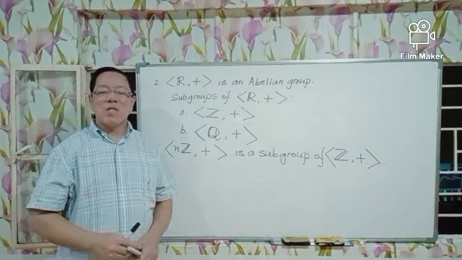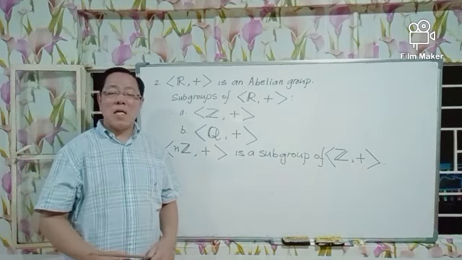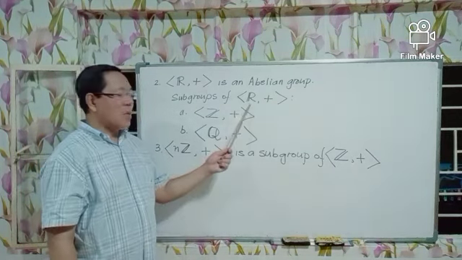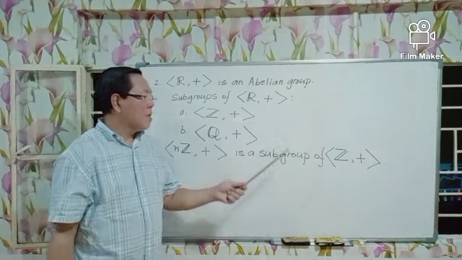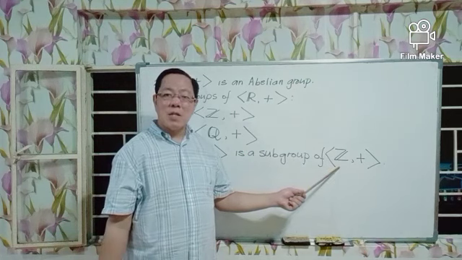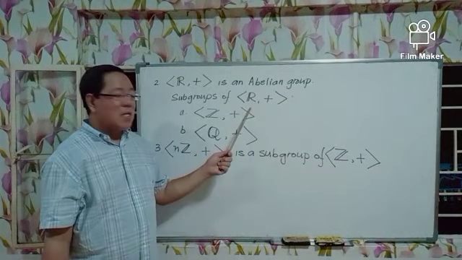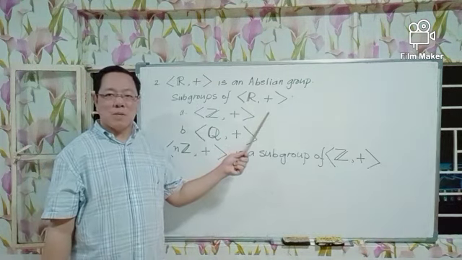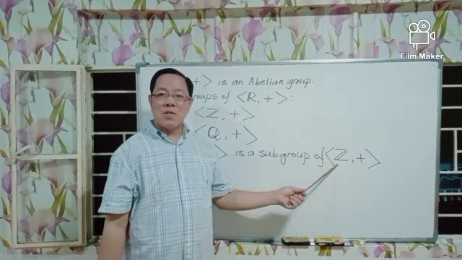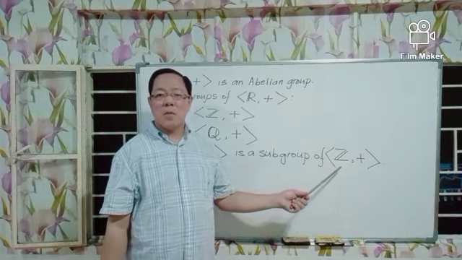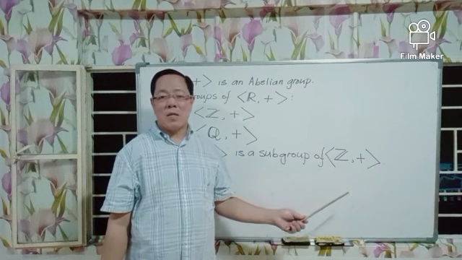The set of integers under addition is a subgroup of the set of real numbers under addition. And the set of integers under addition is a group. If it's a subgroup, then it is a group.